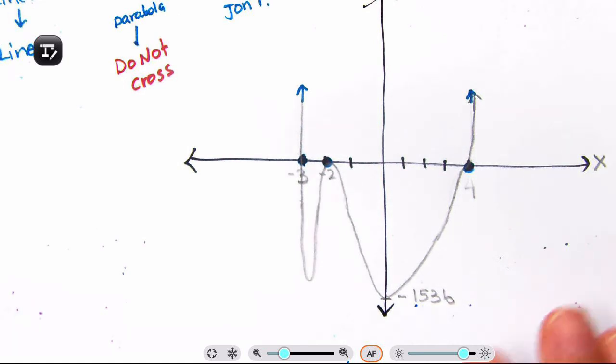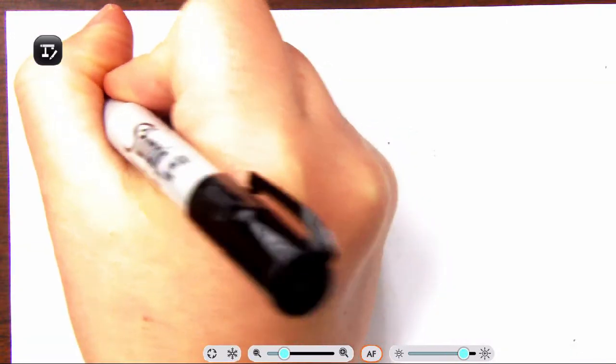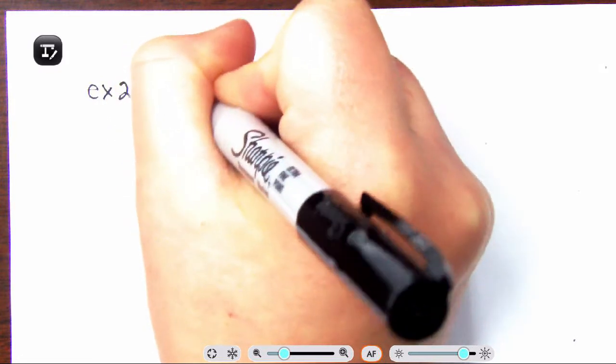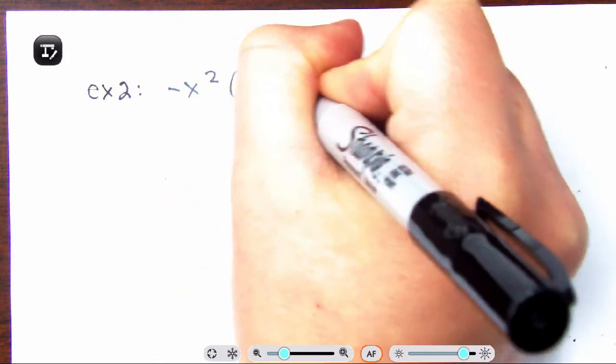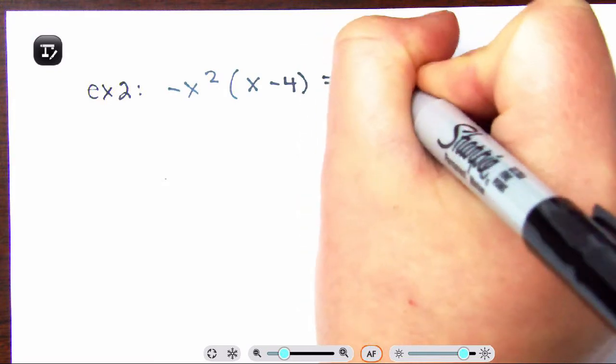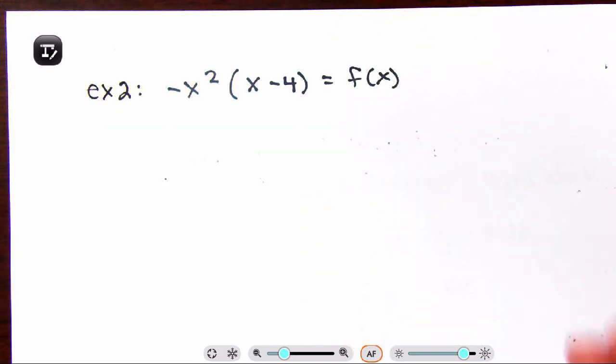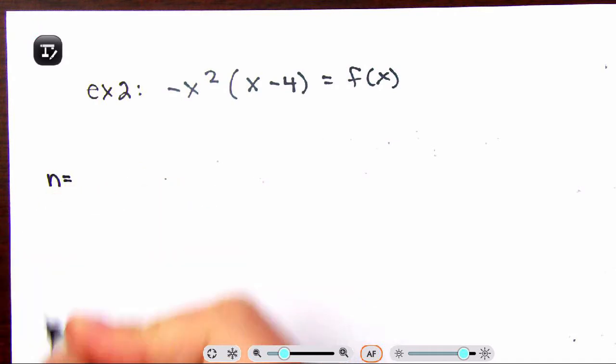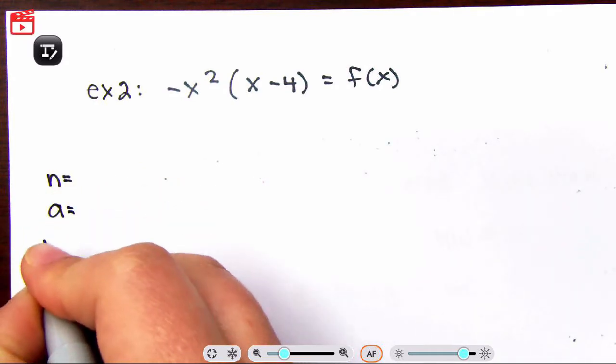All right, let's do one more example following the steps just like we did before. Trying to find a good example for you. Oh, let's do this one. I like this example. Example 2, negative x squared times x minus 4 is equal to f of x. Step number 1 is identify your total degree. Total degree is n. Leading coefficient is a, so then we have our end behavior.